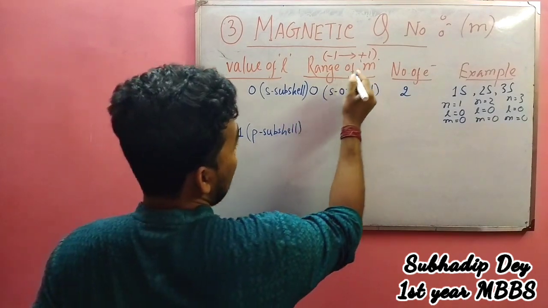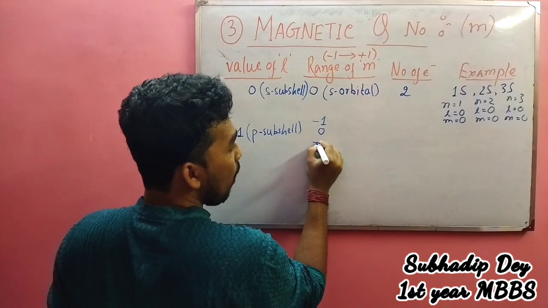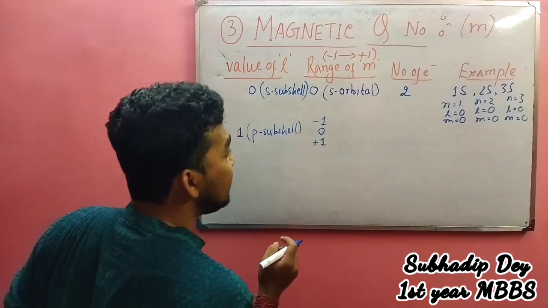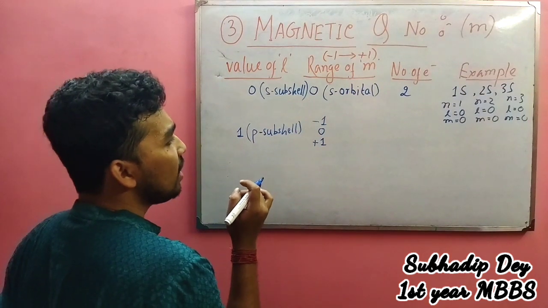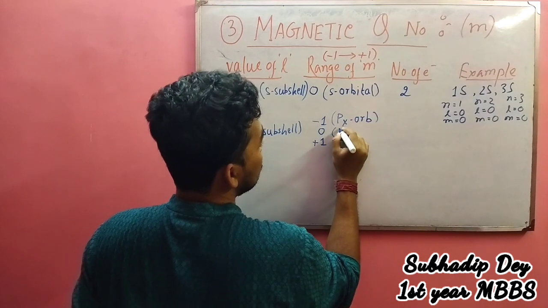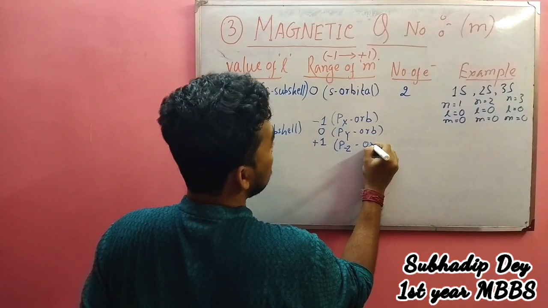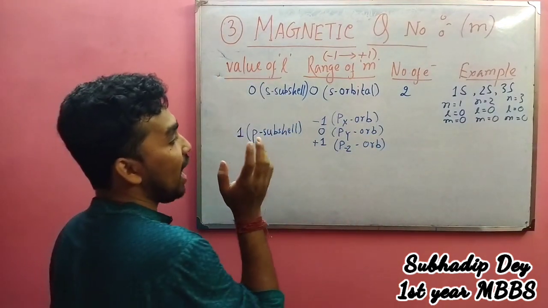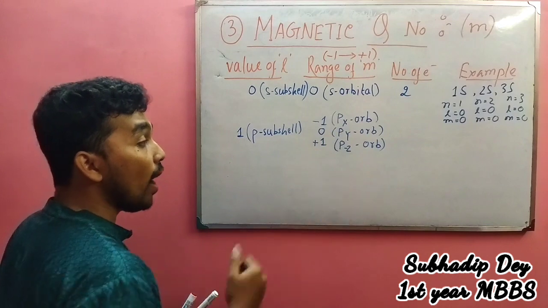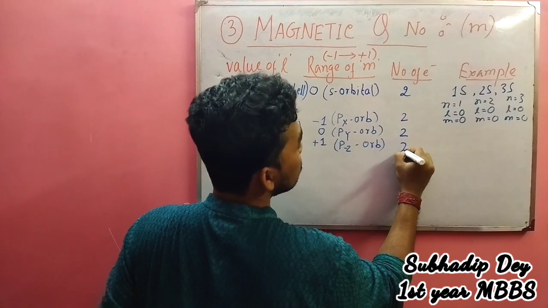तो बताओ यहां पर m का रेंज क्या क्या होगा? -1 including 0, +1. So for l equal to 1, the values of m are 3. You see, -1, 0 and +1. अब -1 को हम बोलेंगे px ऑर्बिटल, 0 को हम बोलेंगे py ऑर्बिटल एंड +1 को हम बोलेंगे pz ऑर्बिटल. तो यहां पर इन p सबसेल we have got 3 orbitals, px, py and pz. Now number of electrons in each orbital is always 2, है ना?